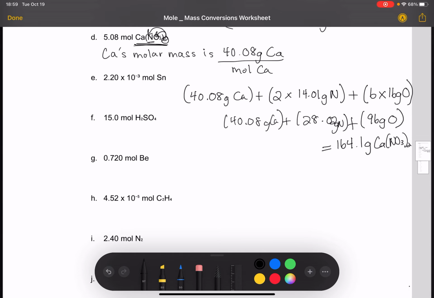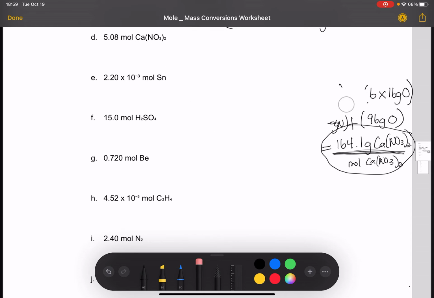All right, so we've only done the first part of the problem. First, we had to find the molar mass. So that is 164.1 grams of calcium nitrate per mole of calcium nitrate. Now that we have our conversion factor, our molar mass for calcium nitrate, we can calculate what 5.08 moles of calcium nitrate looks like. So let me erase the majority of this here. I'll leave my conversion factor down there so we can see it.